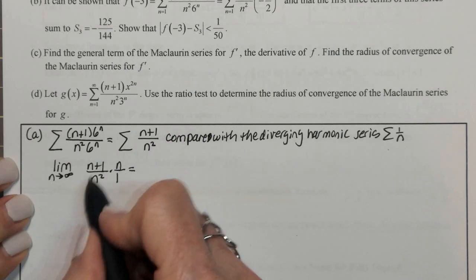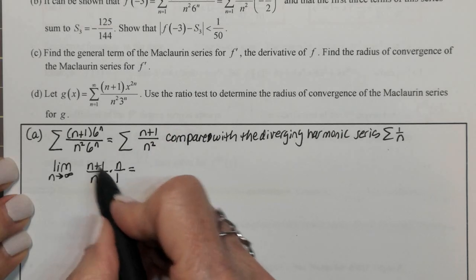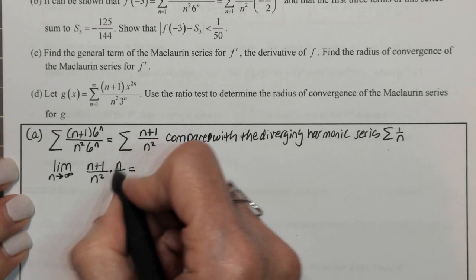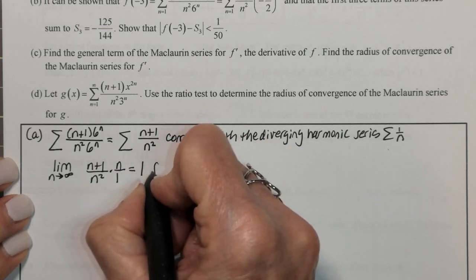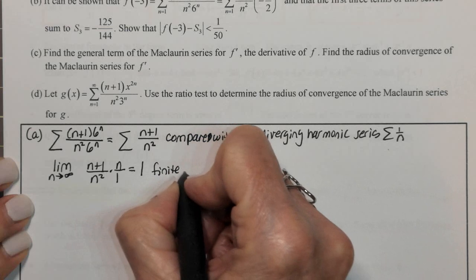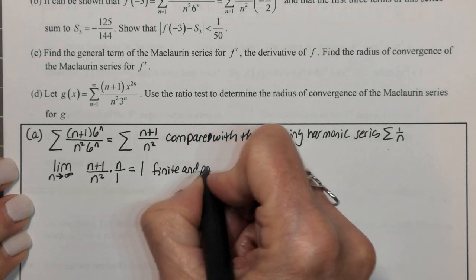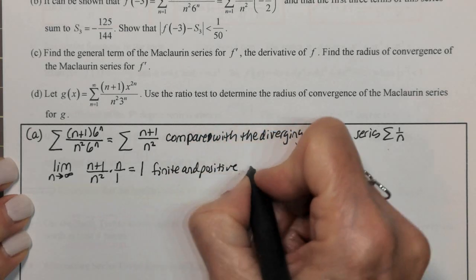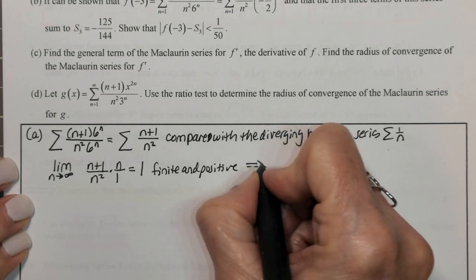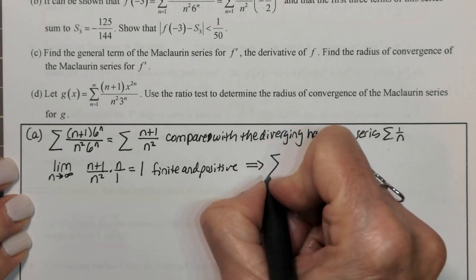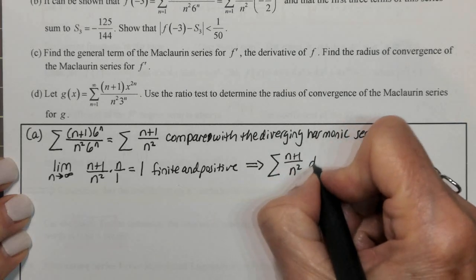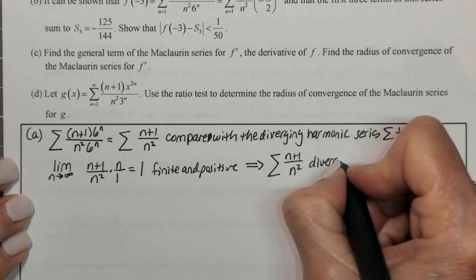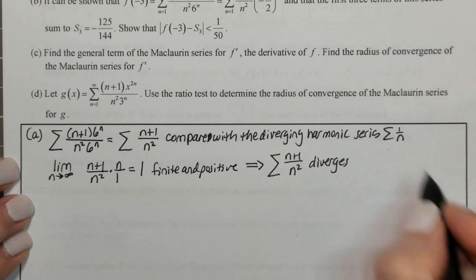We have n squared over n squared. The ones are irrelevant. Well, this one is irrelevant. So that limit is 1, which is finite and positive. So that series diverges. It does whatever the known series does.